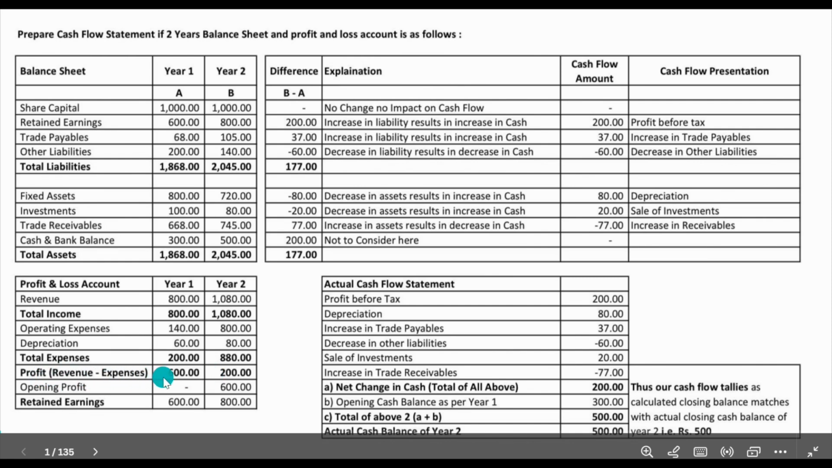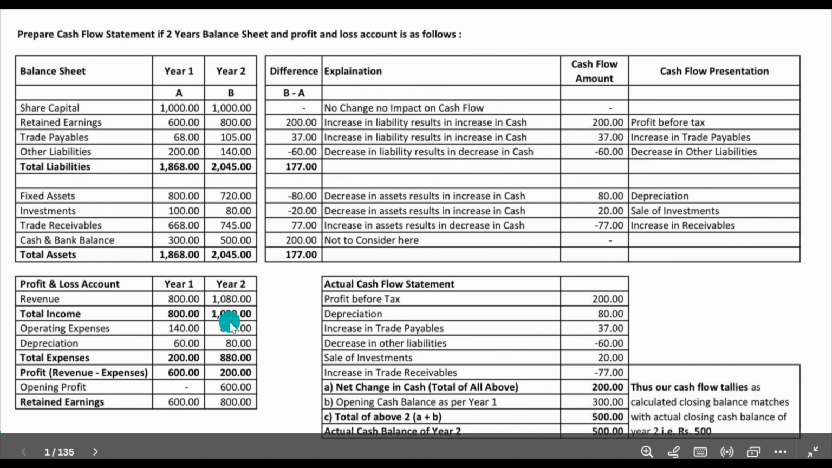So profit of year 1 is 600. Since this is the first year of operation, there is no opening profit and hence it is zero. Retained earning is basically opening profit plus profit during the year. So 600 plus 0 is 600. And this retained earning of year 1 is later transferred to year 2 as an opening profit. So that's why 600 arises here.